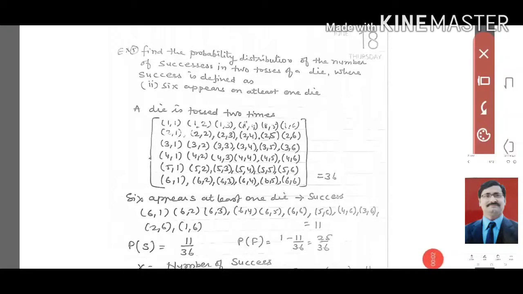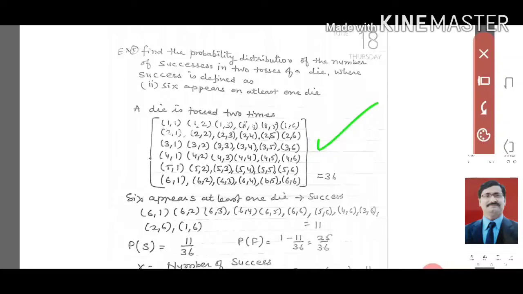Find the probability distribution of the number of successes in two tosses of a die, where success is defined as 6 appearing on at least one die. So look here, first we will take all the sample space.